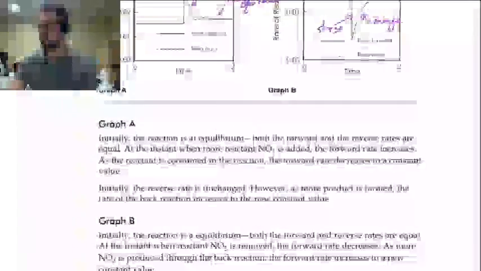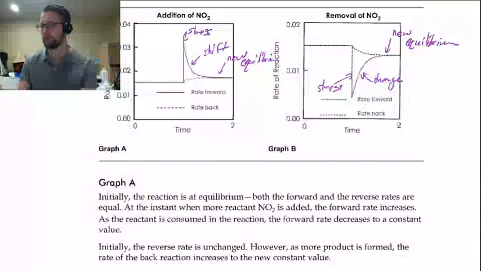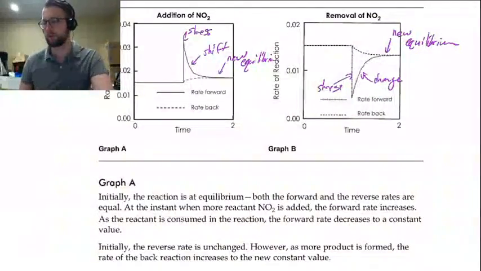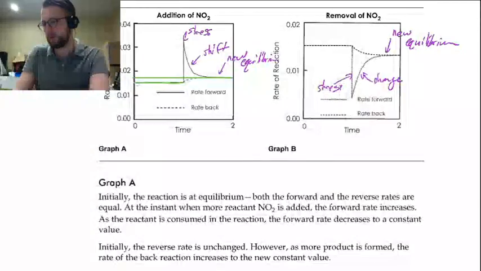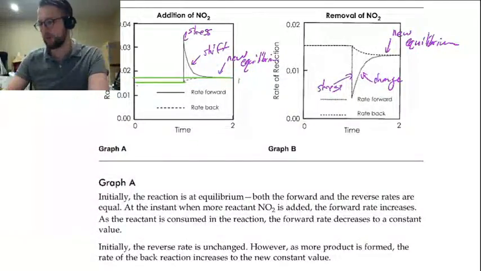Okay, so graph A, we have initially the reaction is at equilibrium, so both forward and reverse are equal. Then a bunch of NO2 is added. You get a big spike in rate, and then as that excess NO2 is consumed, a new equilibrium is reached, and that new equilibrium is at a higher rate. So we do notice that it is a higher rate than the initial one. So rate has increased because overall you do have more matter in there, and you have more of the reactant matter. So the rate of reactions is increased.